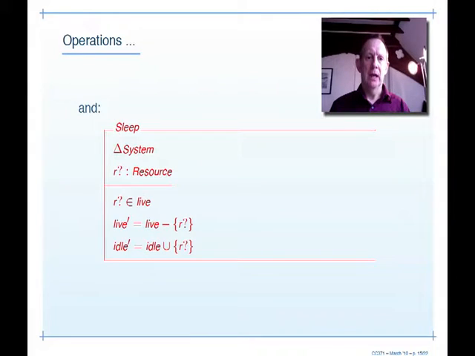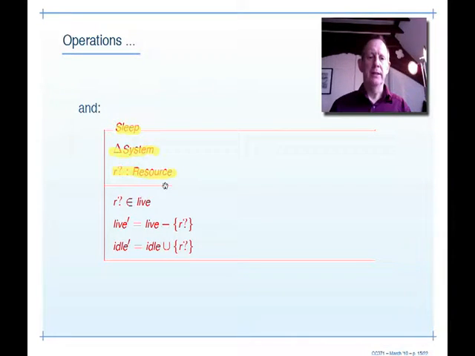We also might like an operation to put a resource to sleep. So here we have it. Here was our operation schema called Sleep. Once again, the declaration involves a change in the System and System prime, and it involves an input r?, which is a resource.